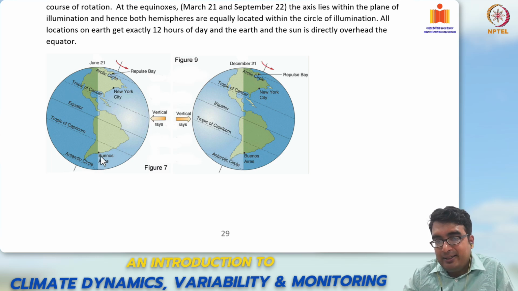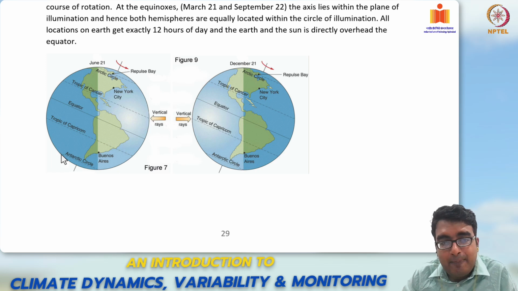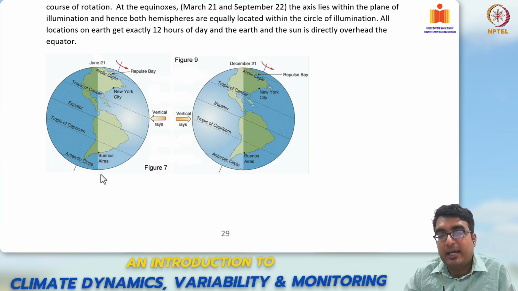On the other side, in the southern hemisphere, if you look at Buenos Aires, this is moving along a line parallel to this, along this line here, and it will spend a much longer period in the darkened half compared to the illuminated half. So it will have longer nights and shorter days. And any point in the Antarctic Circle and below will lie exclusively in the darkened half of the earth throughout the day and will have 24 hours of night.